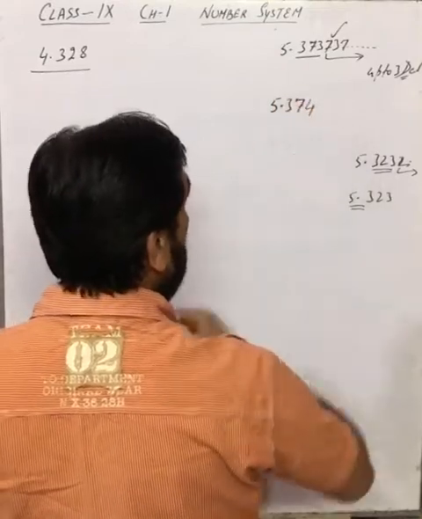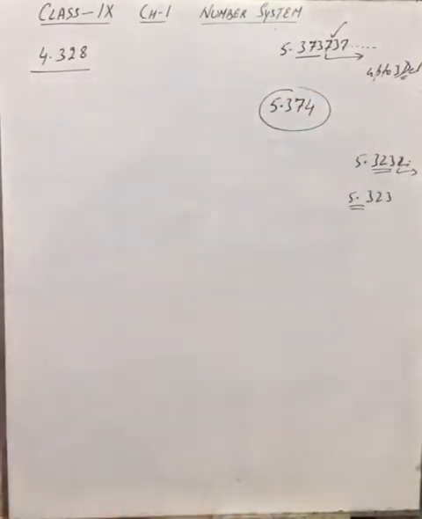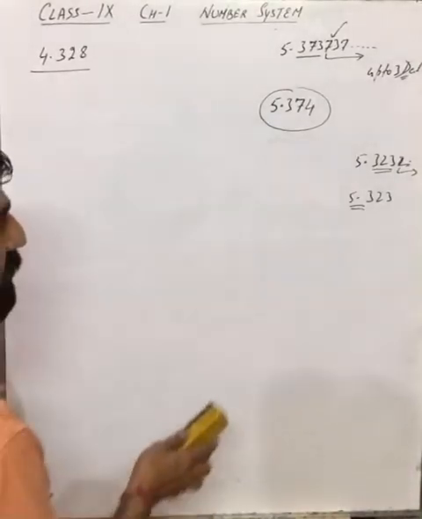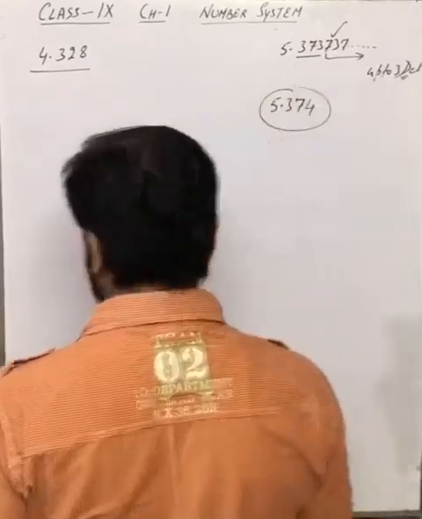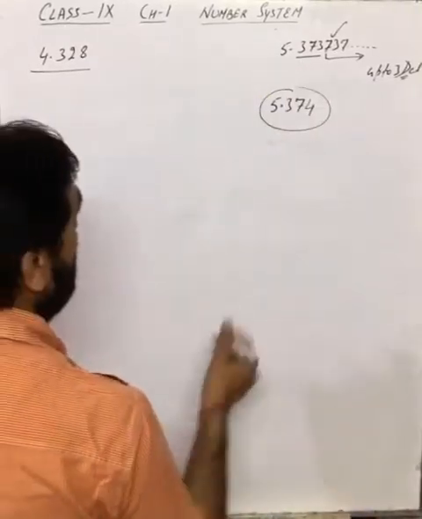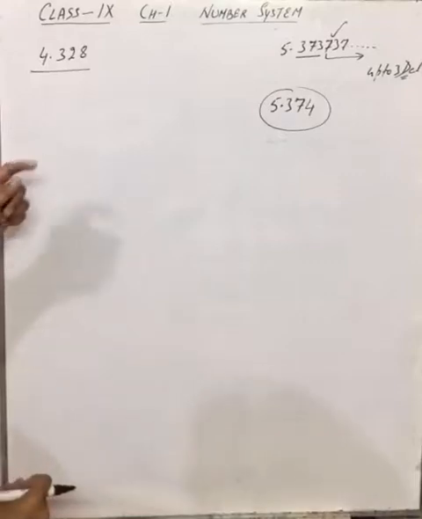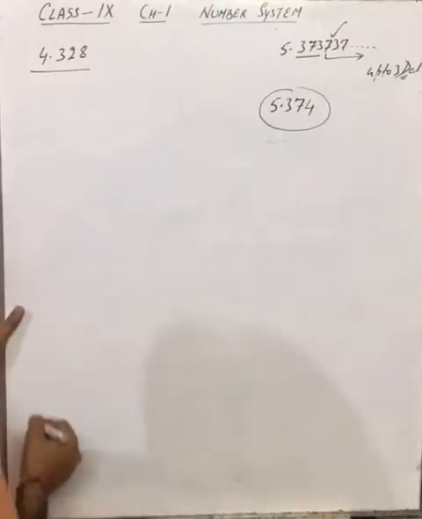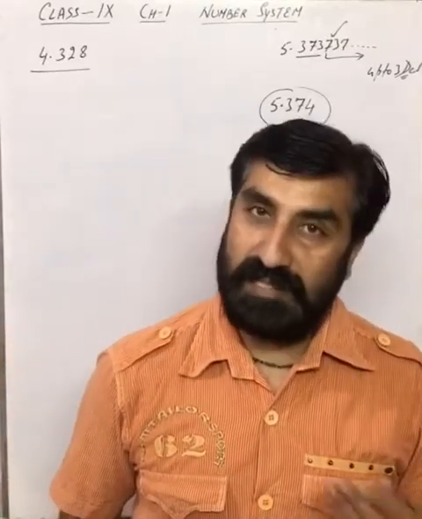Now we'll be representing 5.374, which is a 3 decimal representation. So students, aapko ye to samajh aa gaya hoga how to represent this decimal representation, convert kaise karni hai isko, and one is this. So we'll be doing these two questions, how to represent real numbers on number line. This method is called visualization, or sometime it is written successive magnification.